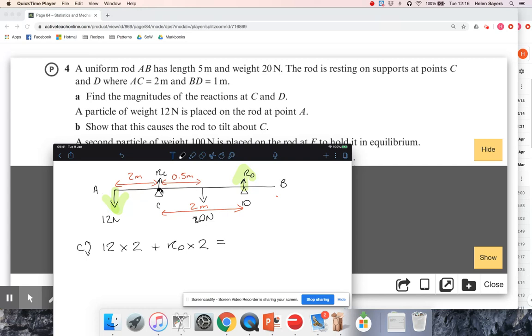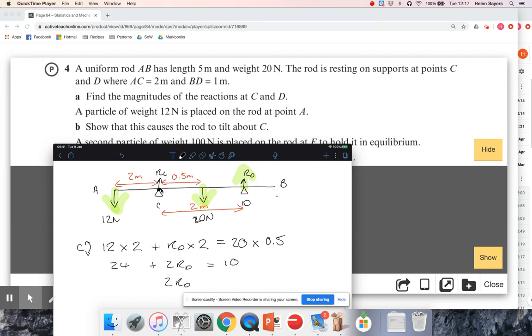And if it's not tilting, so let's just assume it's not tilting. So let's say it is in equilibrium. They must equal the clockwise moment. So that 20 Newton force is the only one that's going to be causing a clockwise moment. That's going to be pulling down on the right-hand side. So that's a force of 20 newtons times a distance of 0.5 meters from C. Okay, so let's see what happens. So 24 plus 2 times the reaction at D is 10.